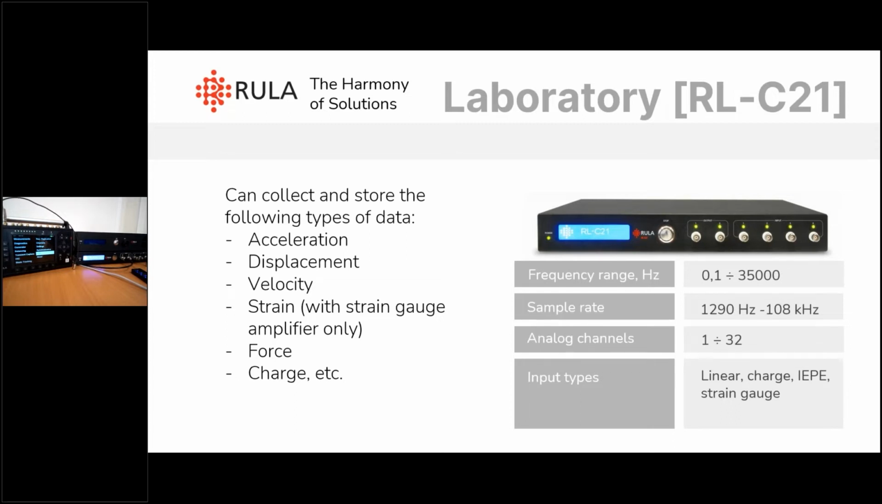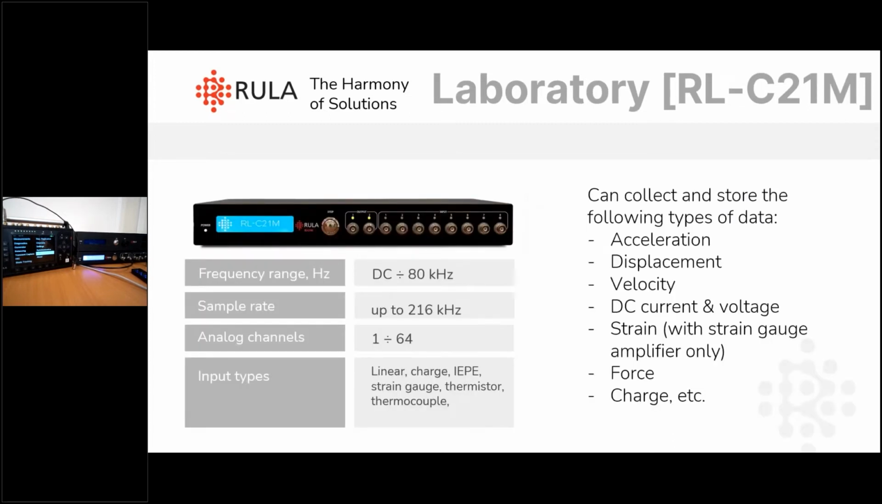Let's move on to RLC21M. This is an upgraded version of RLC21 that features 8 channels in one box and up to 64 input channels with interconnected units. It has a frequency range from DC to 80 kHz and a sample rate up to 216 kHz. You can connect thermocouples and thermistor sensors to it, although the data, again, will not be written to file and available on the graphs and reports.